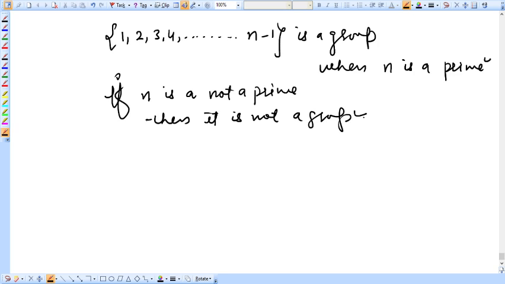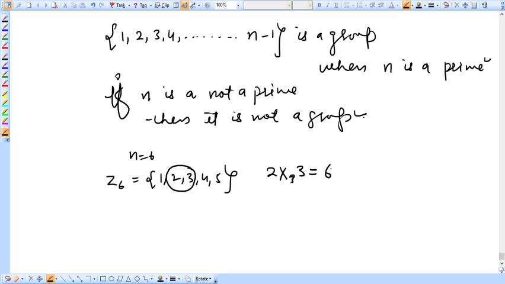Why is it not a group? Because, for example, if you take n equal to 6, so take Z_6, which is 1, 2, 3, 4, 5, we are going to take these two elements. So 2 multiplication modulo 3 is equal to 6, and we know 6 is equal to 0 in multiplication modulo 6. So 2 multiplication modulo 6 with 3 is equal to 0, right?